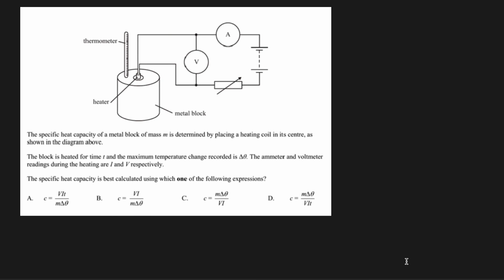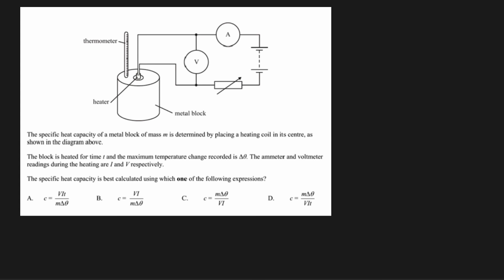Here's a multiple choice question that looks at exactly what we just discussed right now. The specific heat capacity of metal block M is determined by placing a heating coil in its center, as shown in the diagram above. The block is heated for some time t, and the maximum temperature change recorded is Δθ.